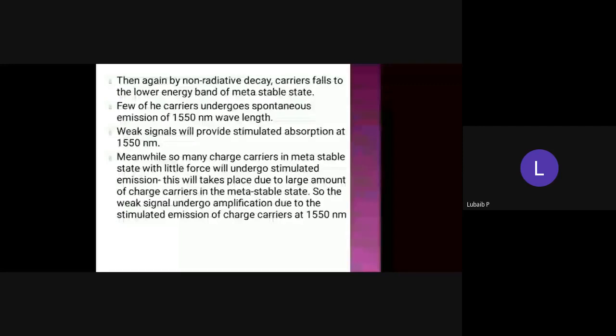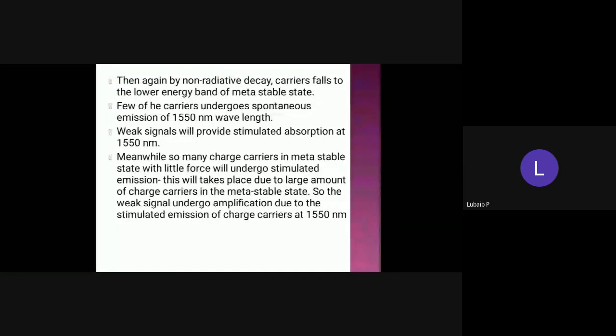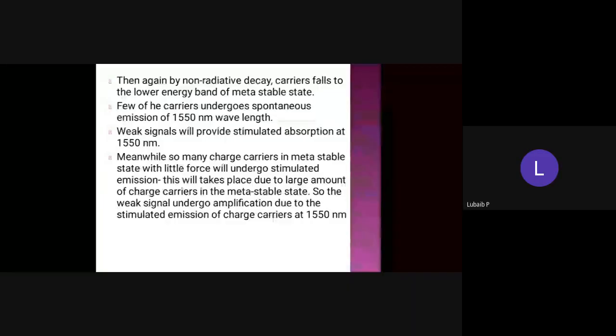Meanwhile, so many charge carriers in the metastable state, with a little force, will undergo stimulated emission. This takes place due to the large amount of charge carriers in the metastable state. So the weak signals undergo amplification due to the stimulated emission of charge carriers at 1550 nanometer. This is actually the working of the EDFA, the erbium doped fiber amplifier. That's why each signal is amplified by using these erbium ions.